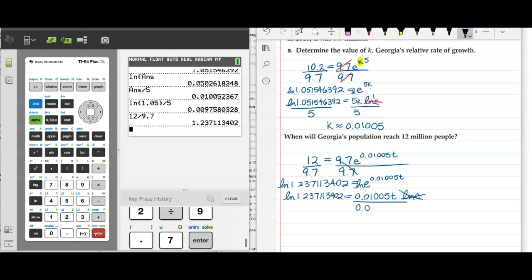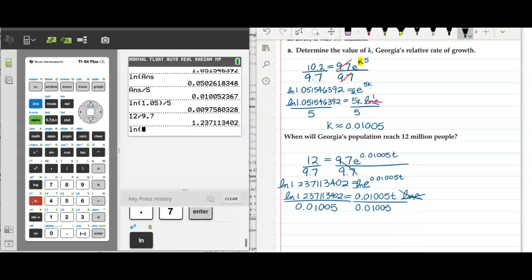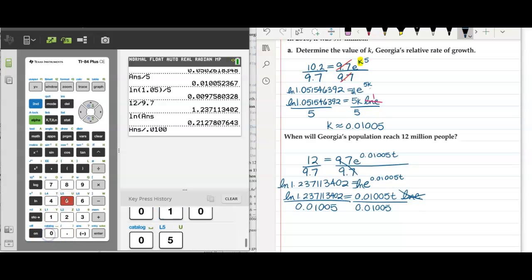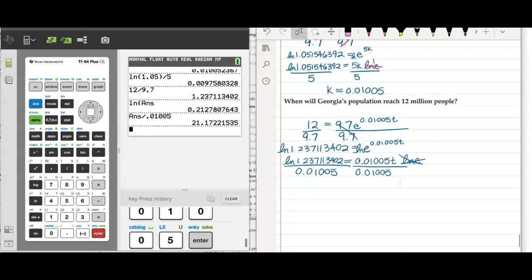I have to divide by the remaining coefficient. And again, on the calculator, I'm typing the natural log of my answer so I don't have to retype those decimals. And then I'm going to divide by 0.01005. And I get that t is approximately 21.17 years.